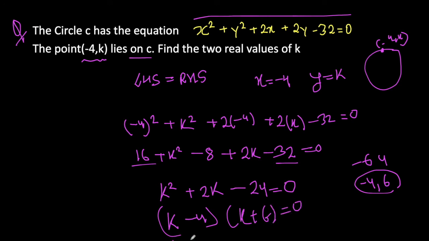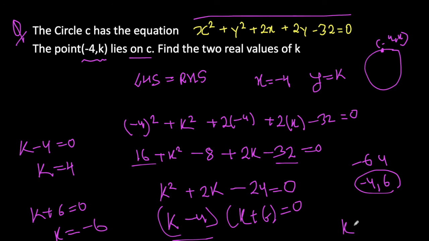or that is equal to 0. If K minus 4 is equal to 0, then K is equal to 4. And if K plus 6 is equal to 0, then K is equal to minus 6. So the two values of K are minus 6 and plus 4. Okay, so hope that's clear to you. Here we are just trying to verify LHS is equal to RHS, and we got our answer.